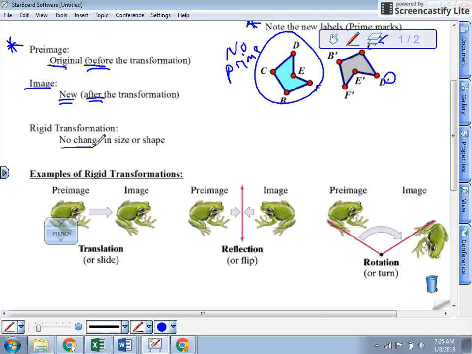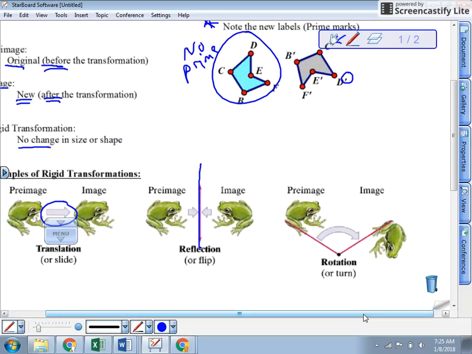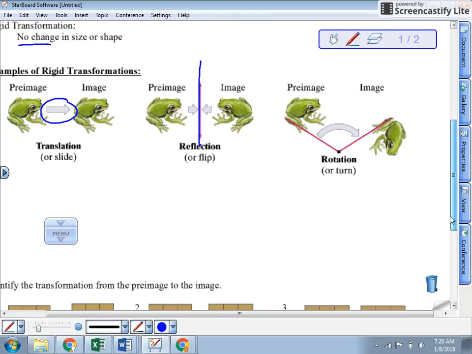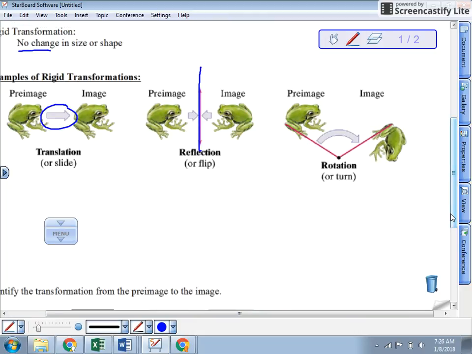The first one is a translation, or a slide. Usually there is an arrow to represent how the object, in this case a frog, slides over. That is a translation. Then we have a reflection, or a flip. Some people talk about looking at a mirror, how it would look in the mirror. That's a reflection. And then finally a rotation, or a turn. The object is being rotated around a point. So those are the three rigid transformations: translation, reflection, rotation.